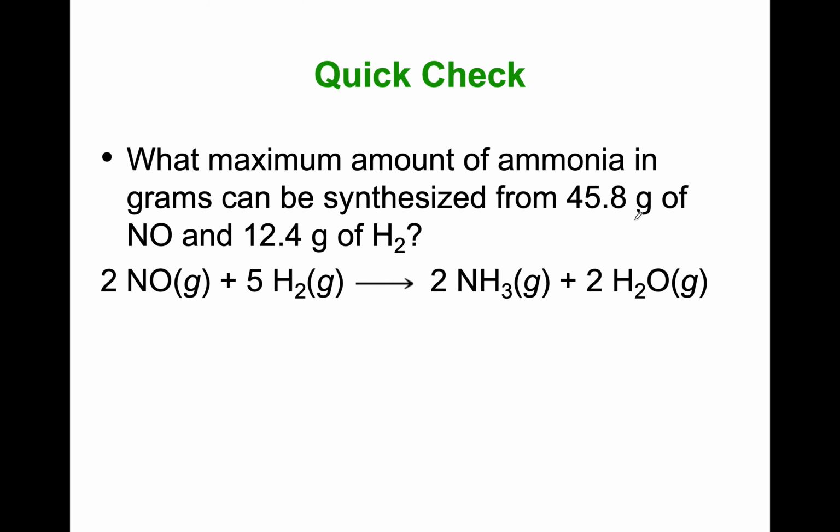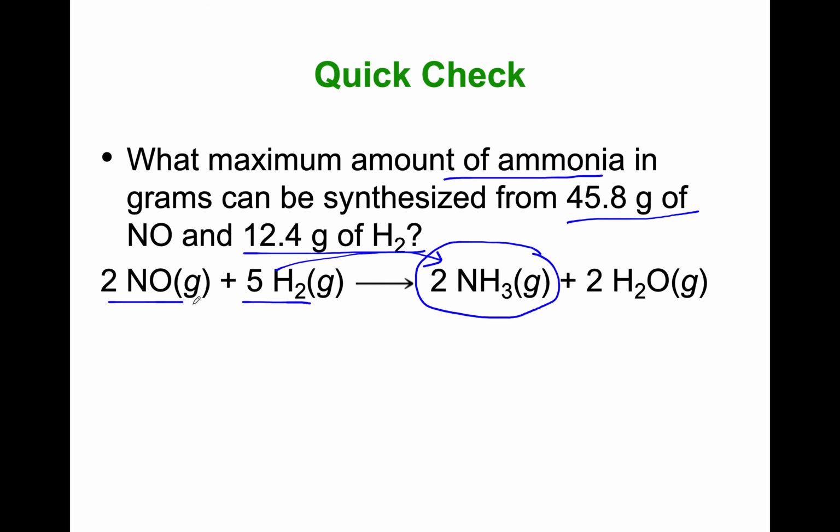You can see same kind of problem, grams of one thing, grams of the other, and what's the maximum amount of ammonia? So this is what we want to know. 2 problems then, how much ammonia is formed from hydrogen, how much is formed from NO. So 2 problems. This is grams, so of course I got to put the roadmap up. Grams, moles, moles, grams. Oh yeah, double stoichiometry.